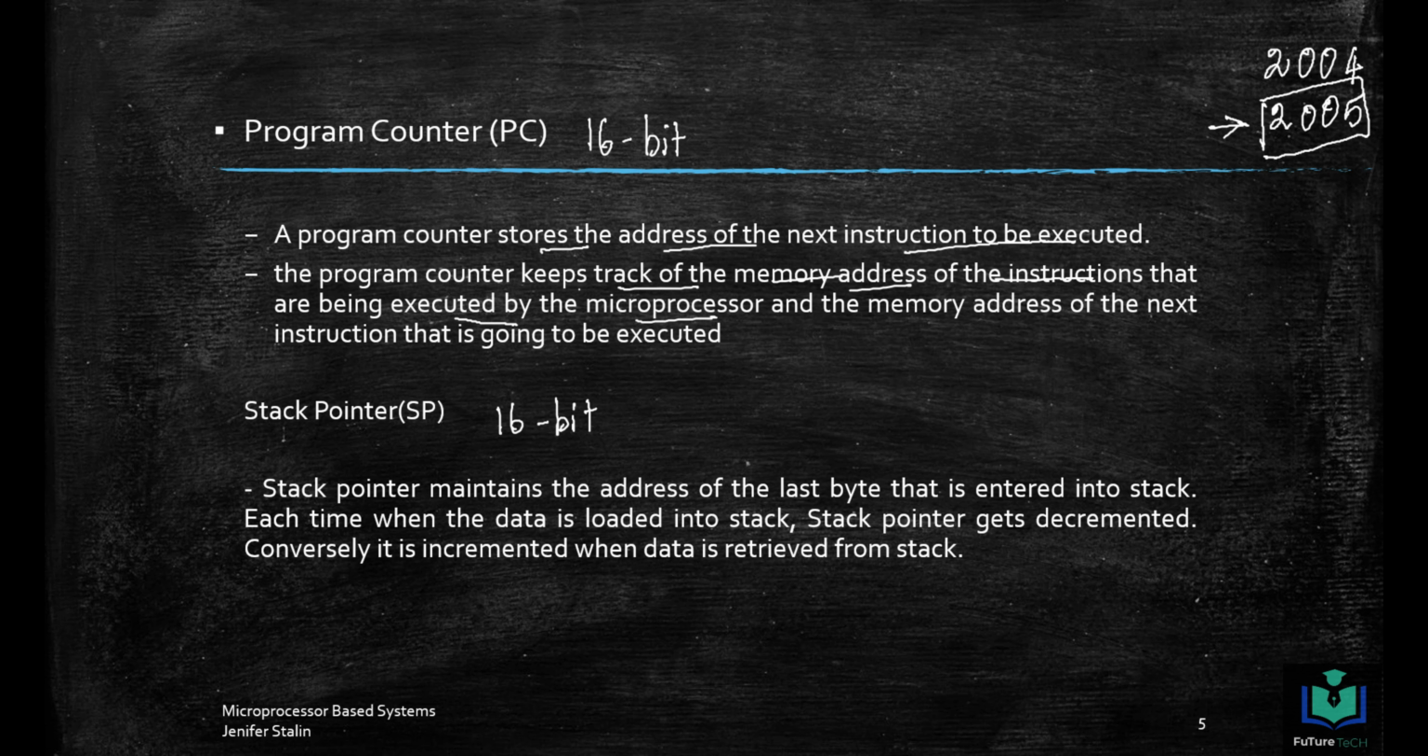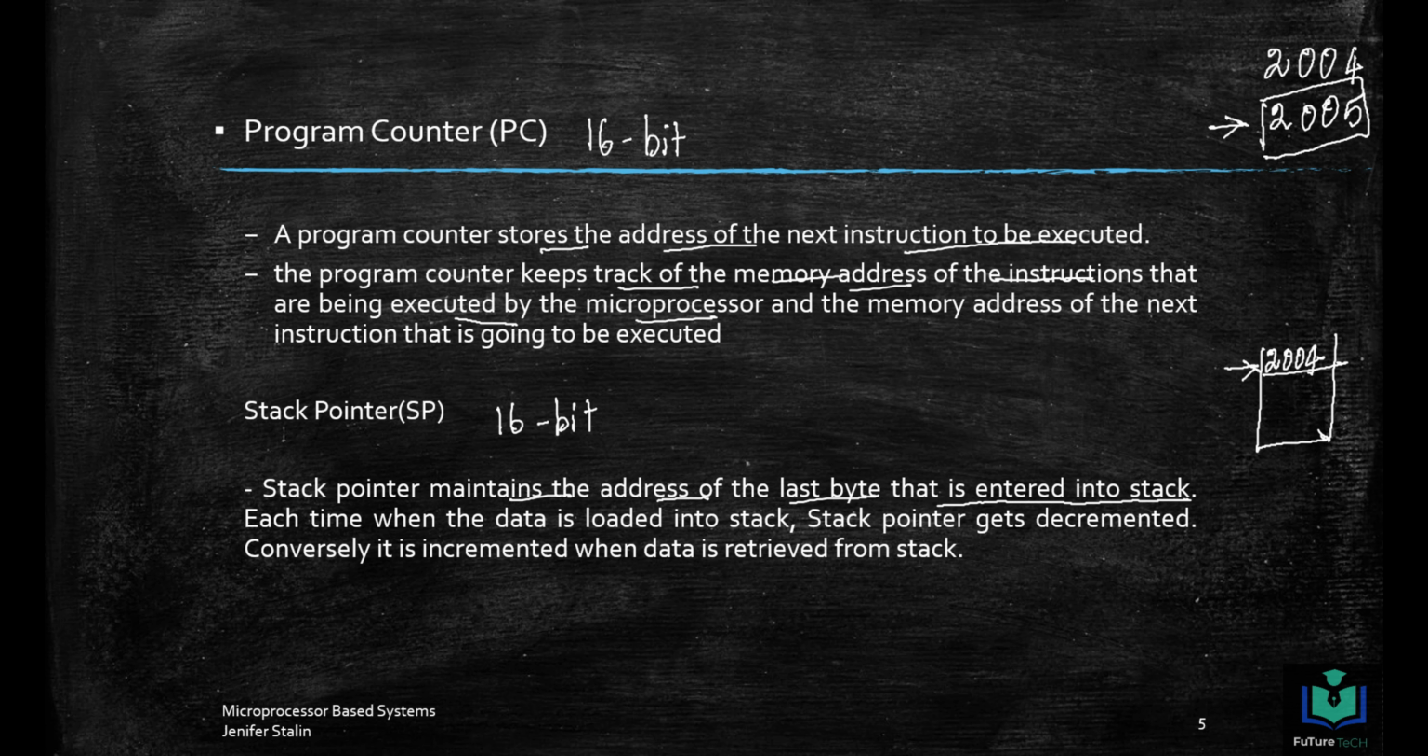So next we can see about the stack pointer. Stack pointer is also a 16-bit pointer. It maintains the address of the last byte that is entered into the stack. The stack has a pool of addresses. It maintains the address of the last byte which is entered into the stack. For example, let's say the address is 2004, which is lastly used by the microprocessor. So it points to the address of the last byte entered into the stack.